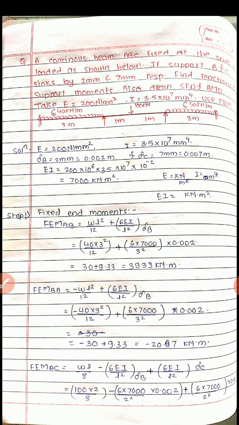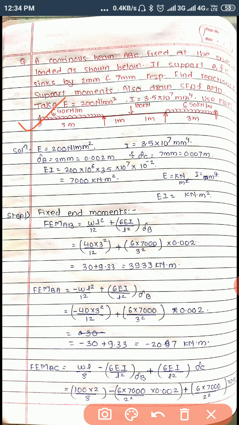Take E equal to 200 Newton per mm square and the moment of inertia I equal to 3.5 into 10 raised to 7 mm raised to 4. Use the moment distribution method. This is the given numerical and this is the problem statement. Then first of all we'll discuss the settlement or sinking of the support.